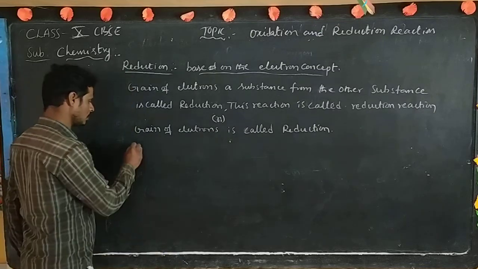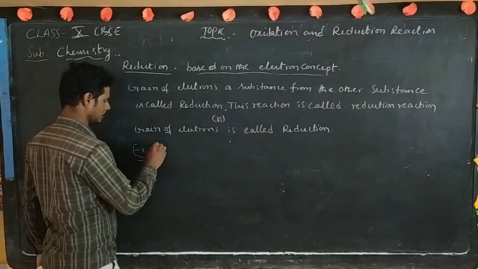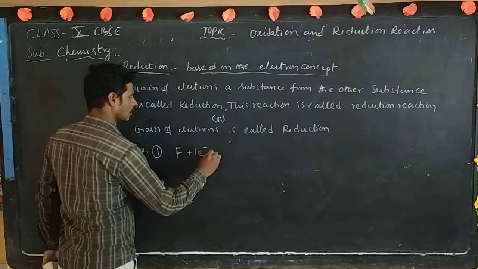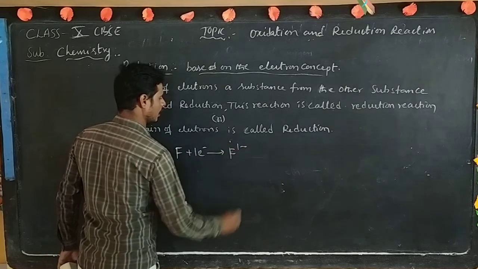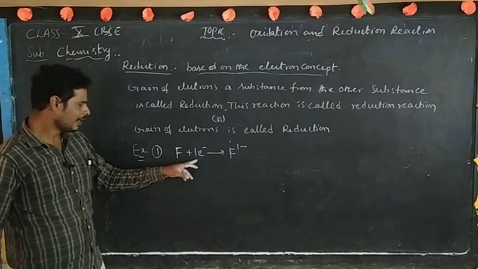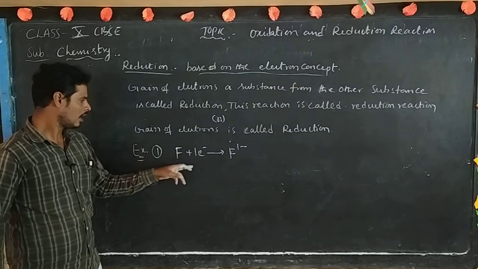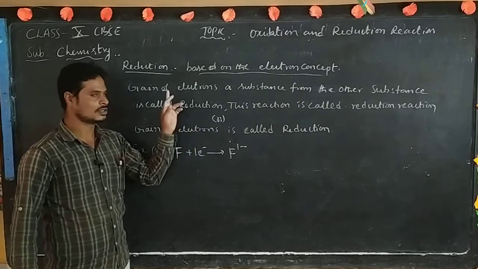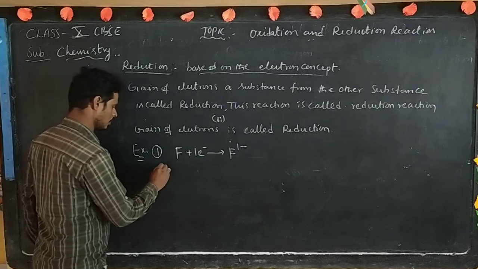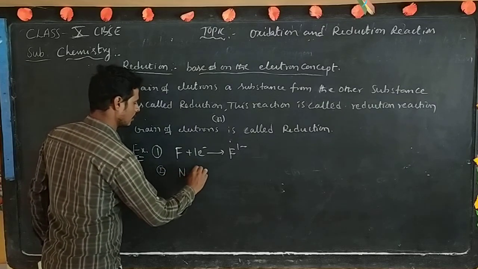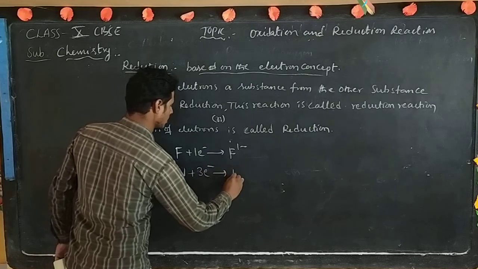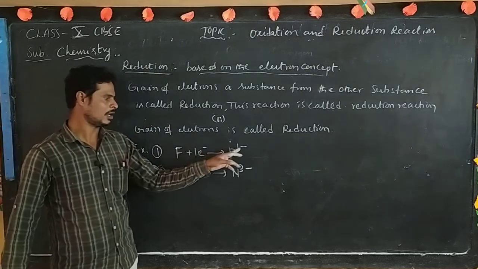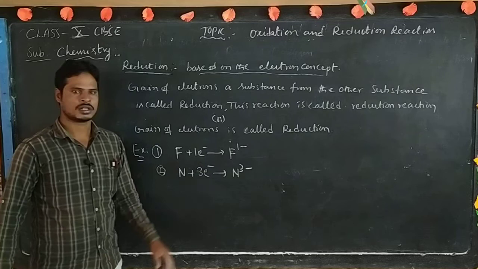Let me take some examples. Fluorine gains one electron to get F minus. So adding of electrons, or gain of electrons, by a substance is called reduction. Next, example 2. Nitrogen gains 3 electrons to form N 3 minus. An atom gains electrons to get a negative charge. 1 electron gained, 1 minus. 3 electrons gained, 3 minus.